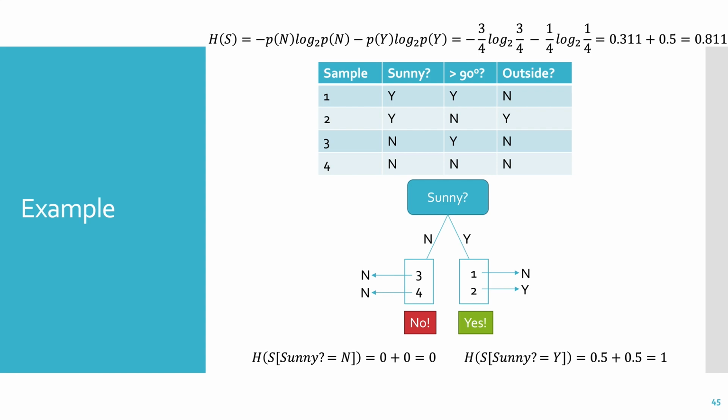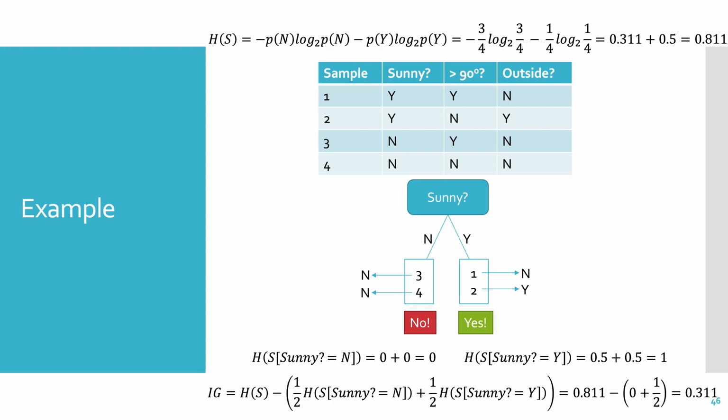Now, on the right-hand side, we have the subset 1 and 2. The entropy on that side is 1 because it's 50-50. Make sure you calculate that on your own and you also get 1. Now that I have the entropy of both of my sides after my split on sunny, I can calculate information gain.